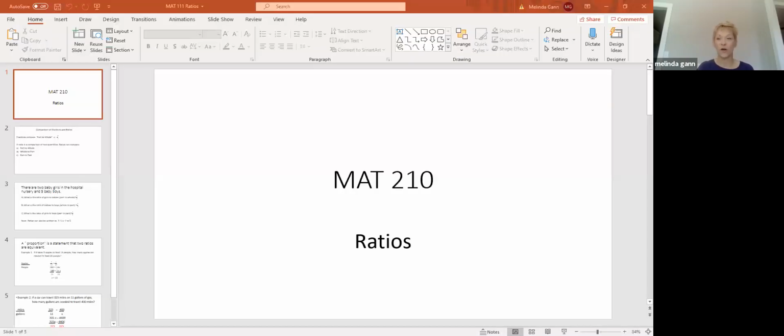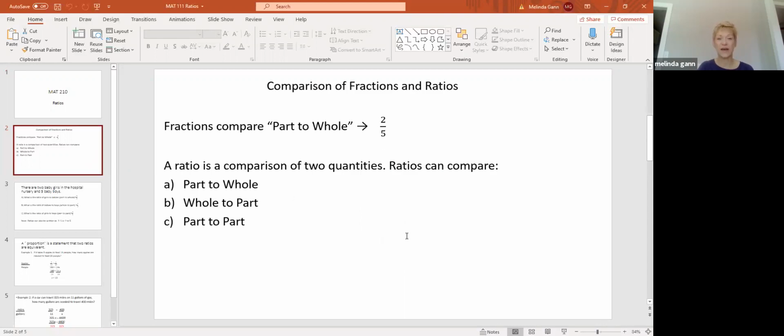Okay, now what I want to do first is explain the difference between fractions and ratios because they often look a lot alike. We talked about the fact that fractions compare part to whole. So the denominator, that bottom number on a fraction, always tells you how many equally sized pieces make a whole. And then the numerator tells you how many of those pieces you have. So with 2/5, you know that the denominator is always how many equally sized pieces make a whole. So the bottom is a whole, and the top is how many pieces or what part you have of that.